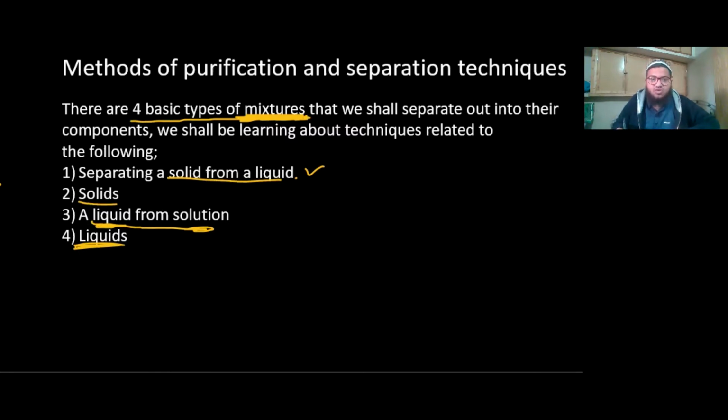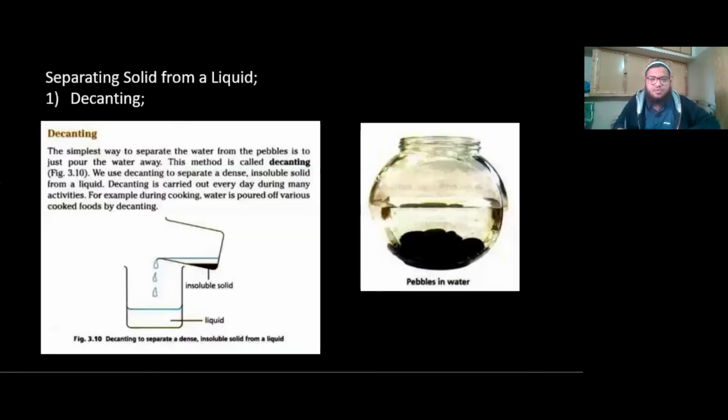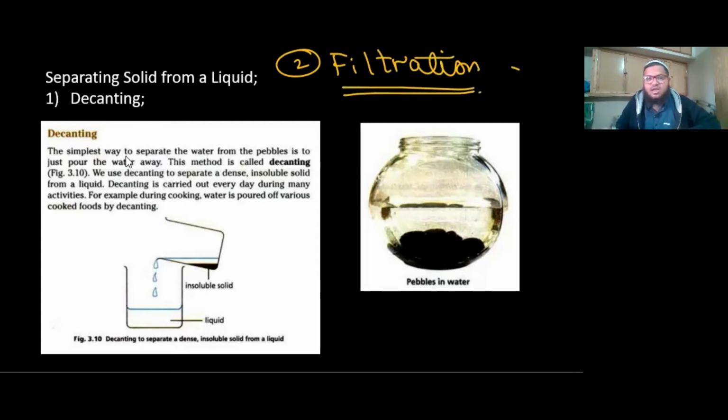So let's get started with the very first one, separating a solid from a liquid. And the very first technique is decanting. As I told you earlier, there are two techniques. The first one is decanting and the second one is filtration. We'll be talking about filtration in the next few slides or maybe in the next video, but this video is mainly for the decanting process.